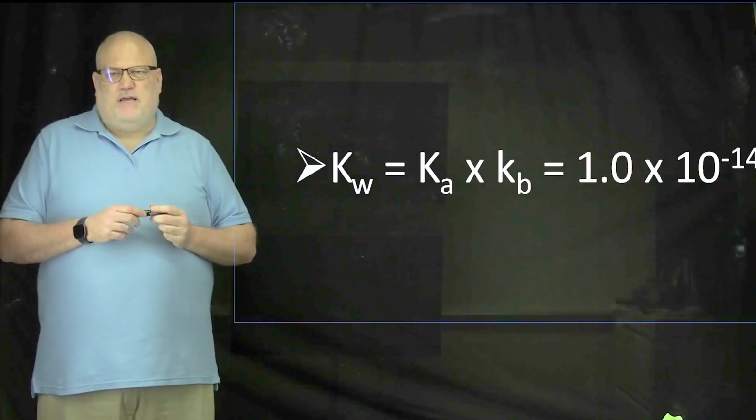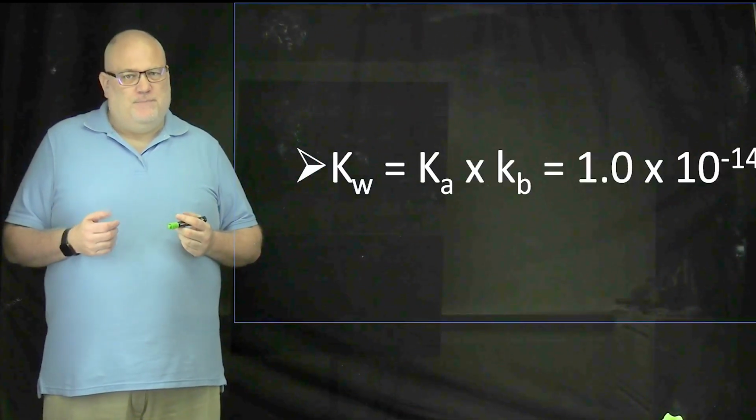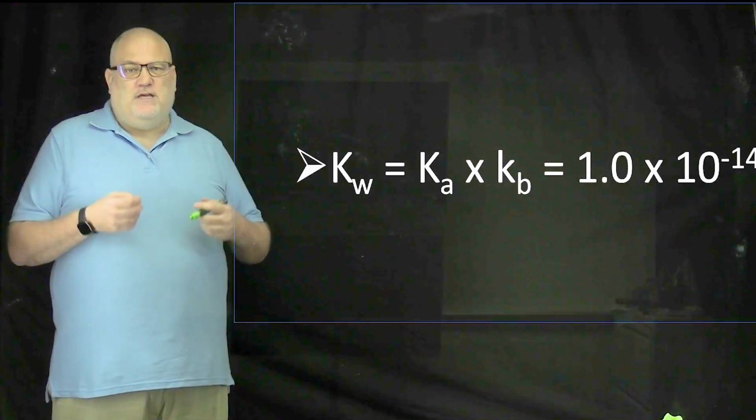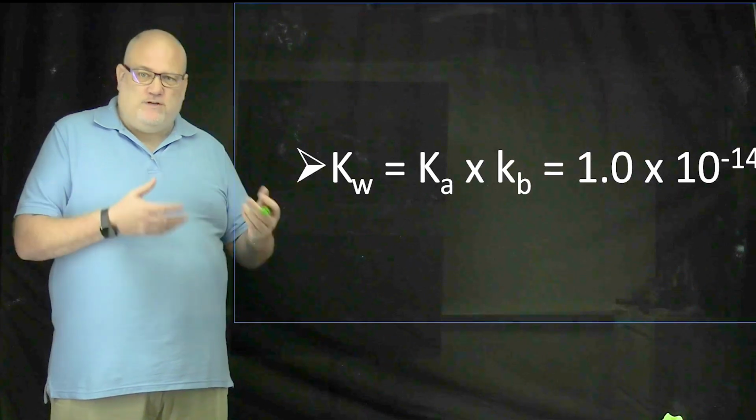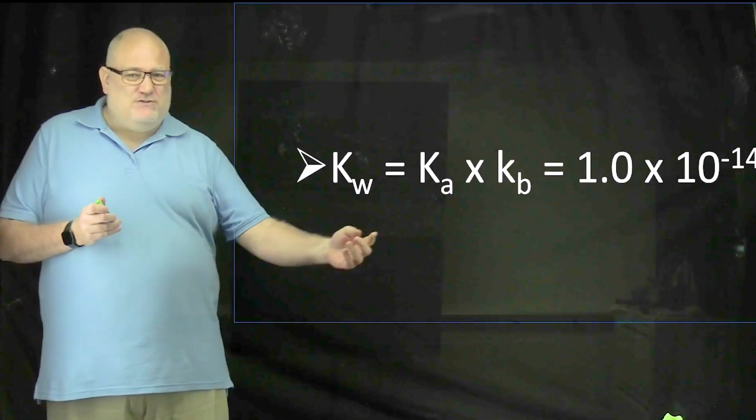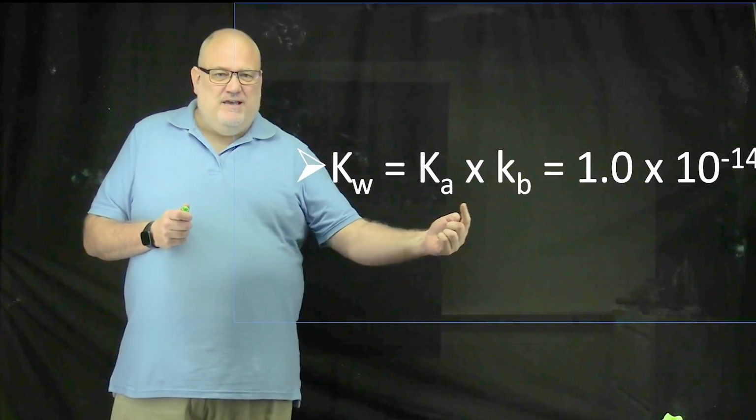Now I want to look at a really, really important equation here. We may have remembered Kw from the fact that Kw is equal to H plus concentration times OH minus concentration is equal to 1.0 times 10 to the negative 14. The other thing that's true is that Kw is equal to Ka times Kb.